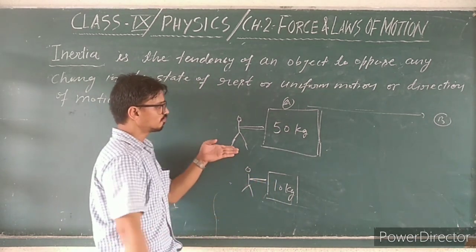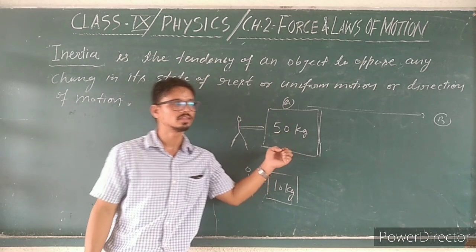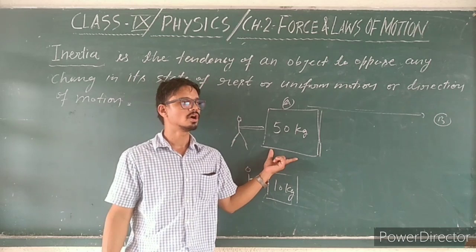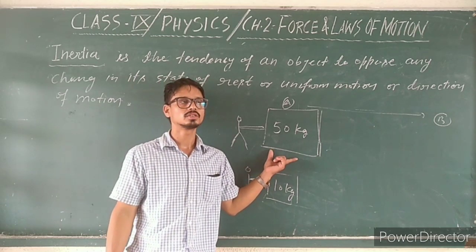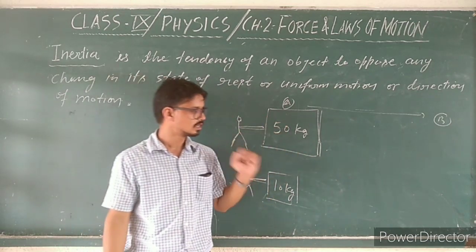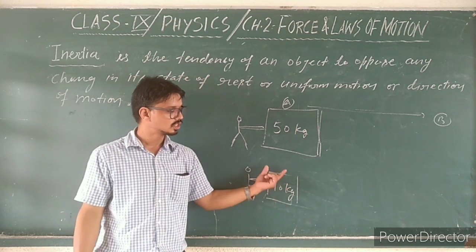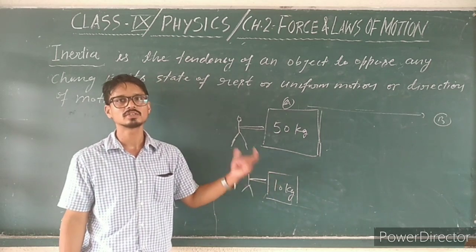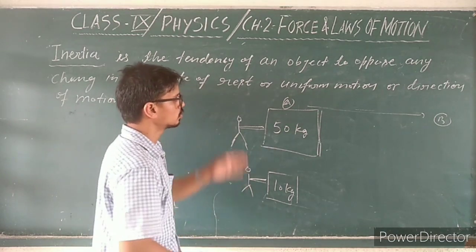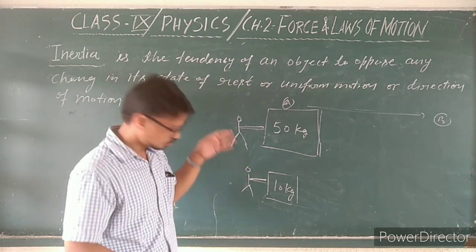Now this box has a mass of 50 kg, and we also know that any object has a tendency to retain its state of rest. So this box has a tendency to retain its position of rest. So it has an inertia of rest. Same case for the second box, on which the second person is applying force. This box also has an inertia of rest. It has a tendency to remain in its position of rest. Now the first person applies some force to change its position. Similarly, the second person also applies force to change its position.